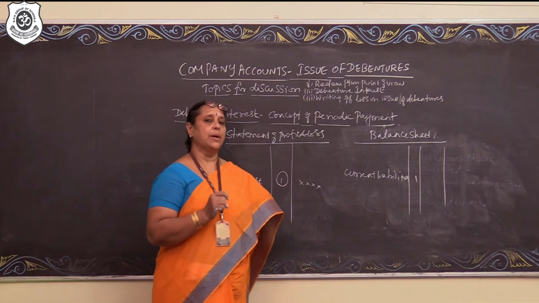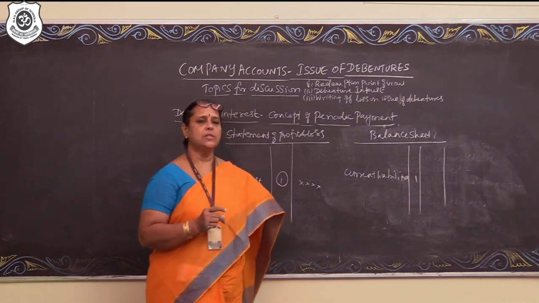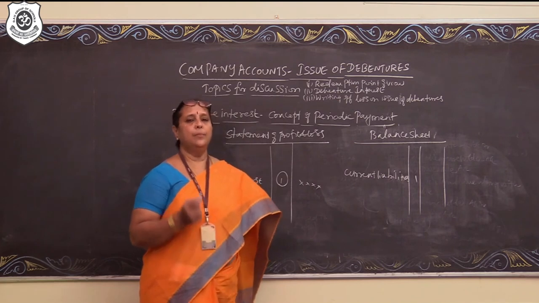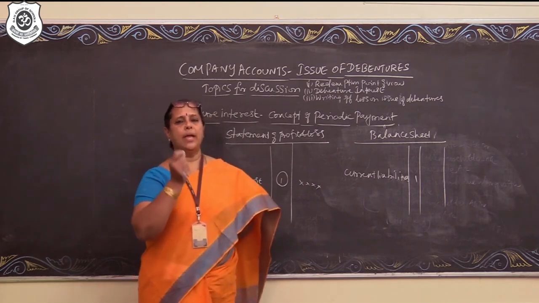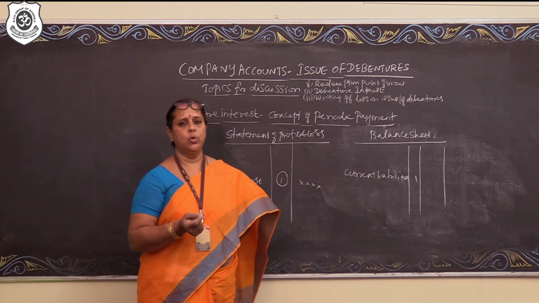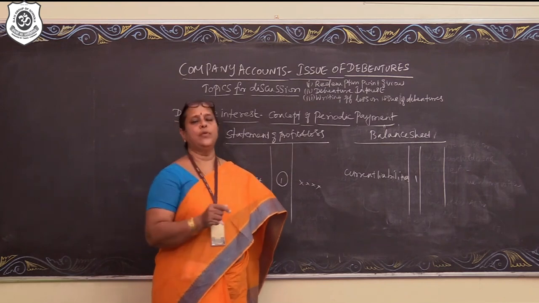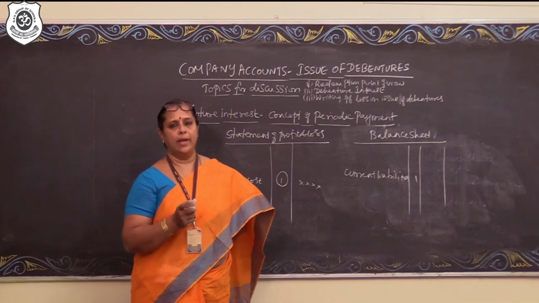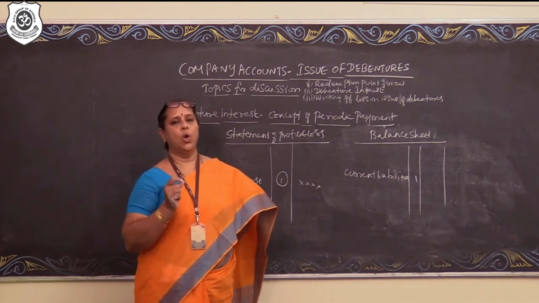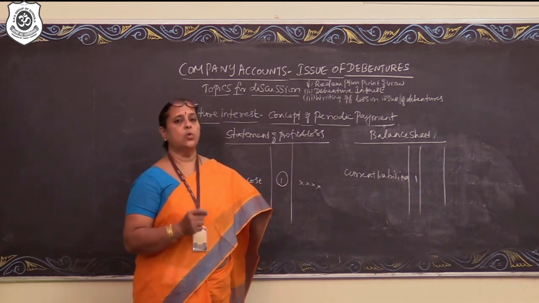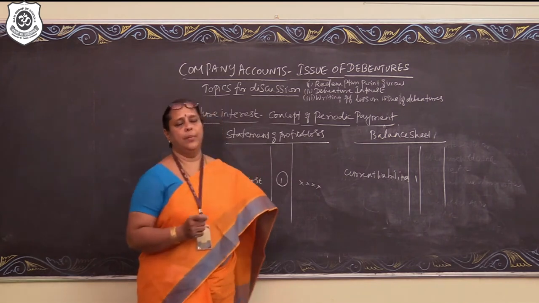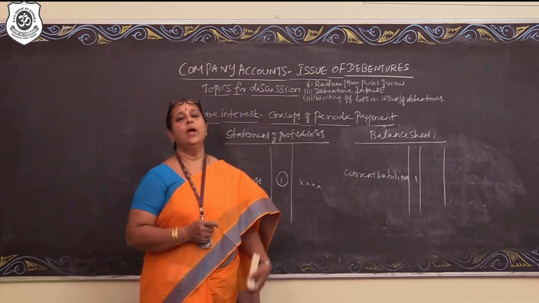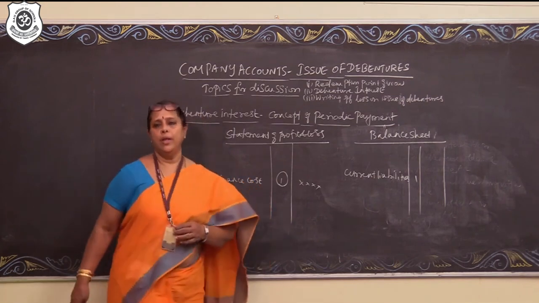And in case the company is issuing debentures on any date other than the start of the financial year, for the time lag between the time at which the debentures are issued and the time at which the books of accounts are closed, the debenture interest will be calculated under the head interest accrued but not due, and it will be disclosed in the balance sheet of the company under current liabilities. This is the concept of debenture interest periodic payment.